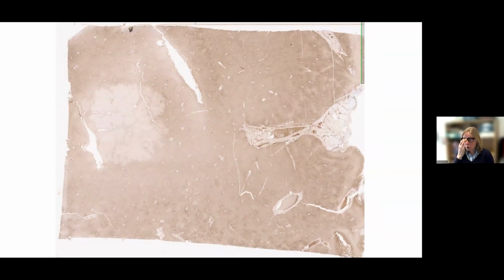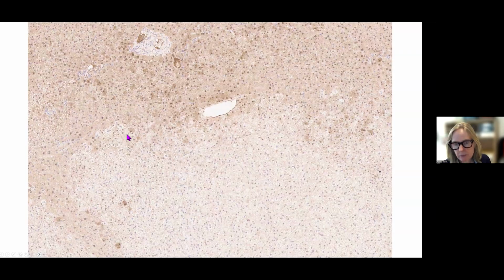This is the liver fatty acid binding protein immunohistochemistry, and it's positive in the background liver, and it is lost from the lesion. So here's a higher power of that, background liver here, and lesion at the bottom. So that was the case.